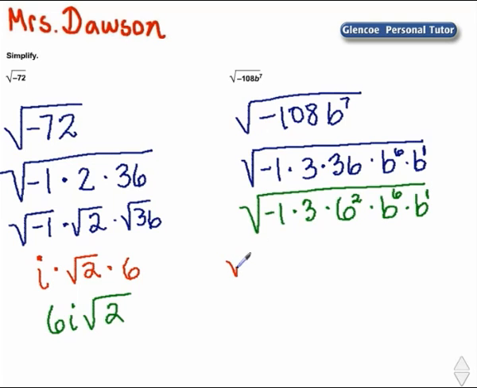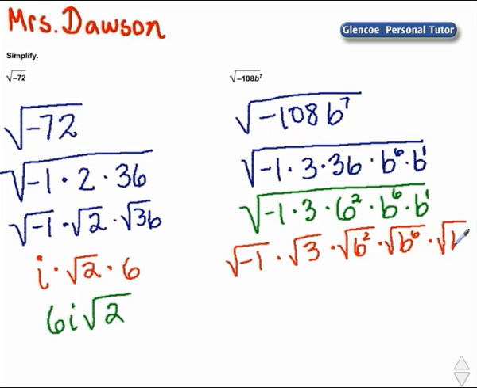Breaking each one of these factors apart, we can take the square root of negative 1, multiply that by the square root of 3, multiply that by the square root of 6 squared, multiply by the square root of b to the 6th, and last multiply by the square root of b.